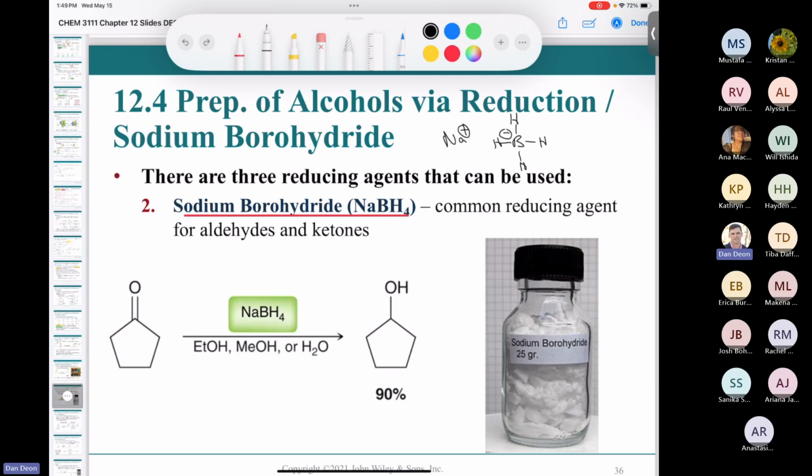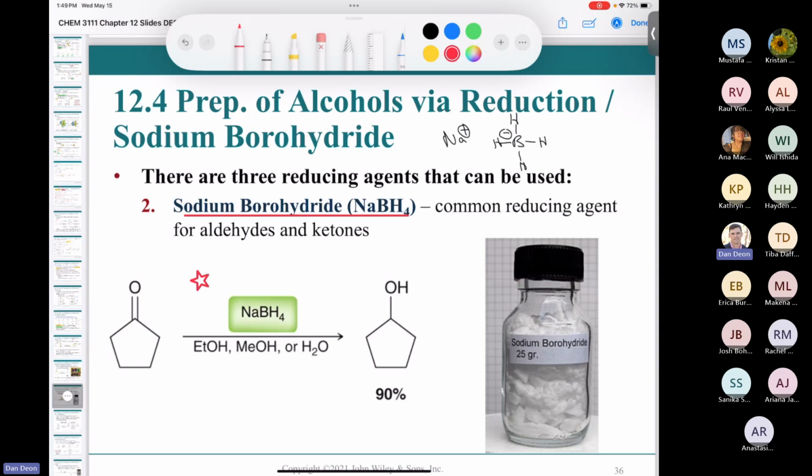Now, if you were hoping to not learn any new mechanisms, well, I have some bad news. We're going to learn some new mechanisms. Okay, so we're going to actually take a look at the mechanism for this reaction. So I'm going to put a little star by this because you do have to know the mechanism for reduction of a carbonyl using sodium borohydride.